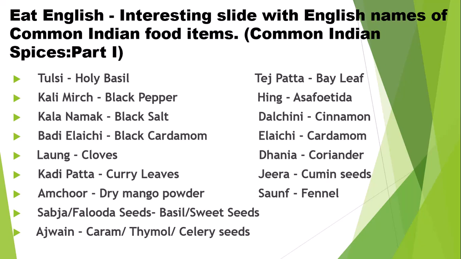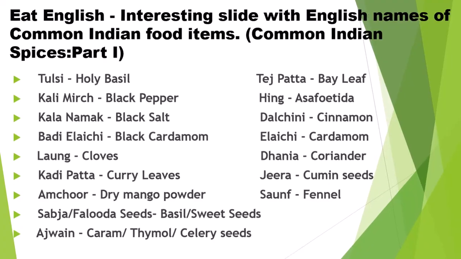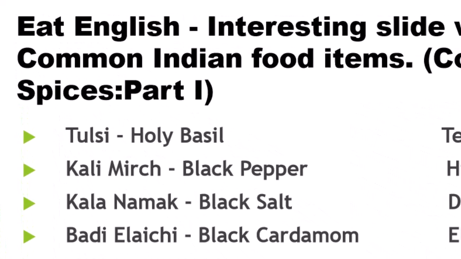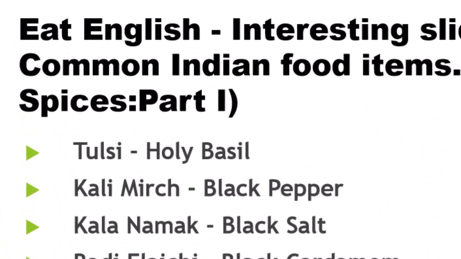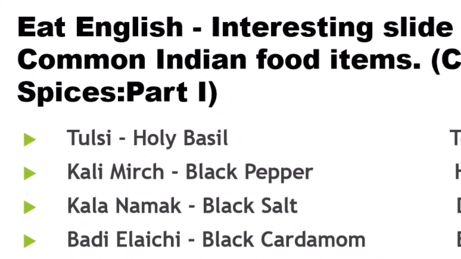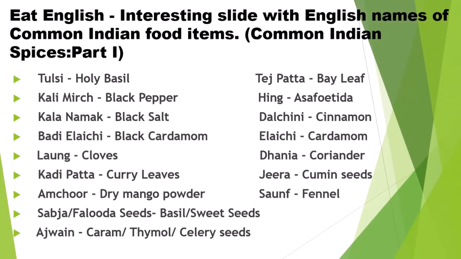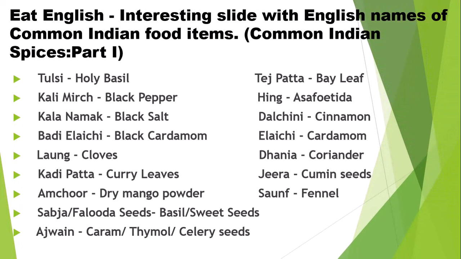So let's get started. Okay, in this particular slide, Eat English, an interesting slide with English names of common Indian food items. In this part 1 section, we are talking about the common Indian spices. Okay? The very common one is tulsi. We call it holy basil. Kali mirch, that is black pepper. Even we get white pepper also. Okay. Kala namak, that is black salt.